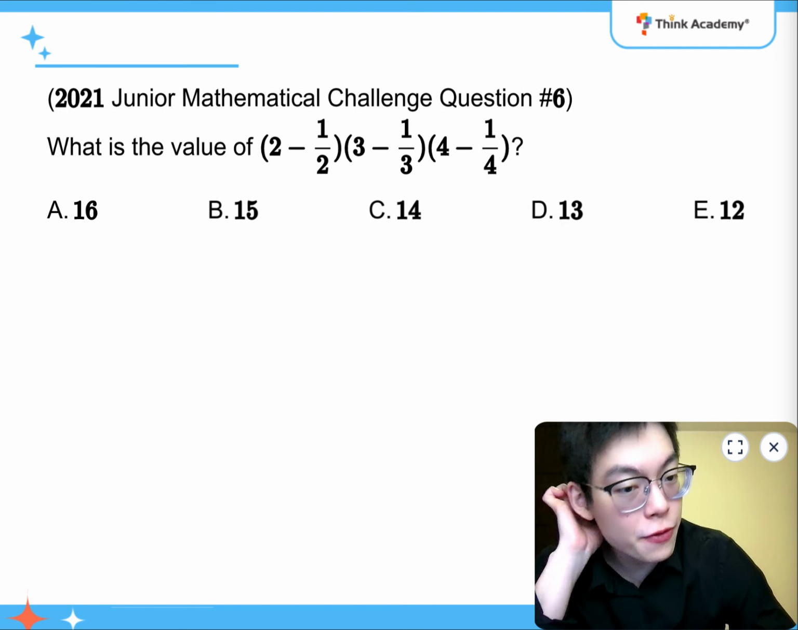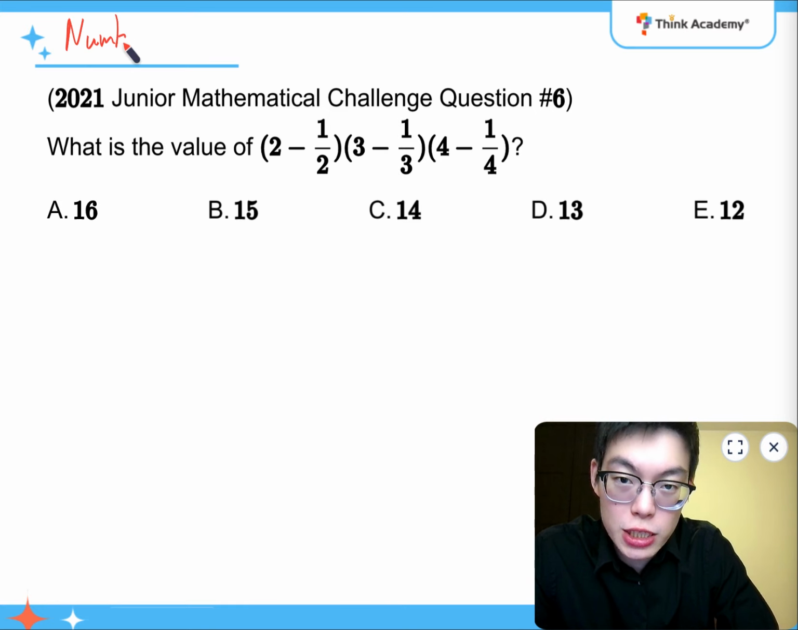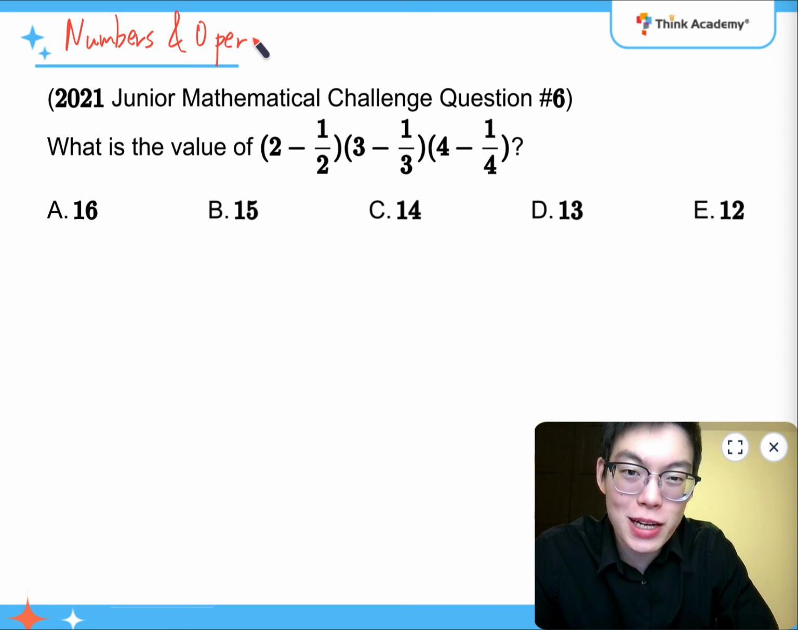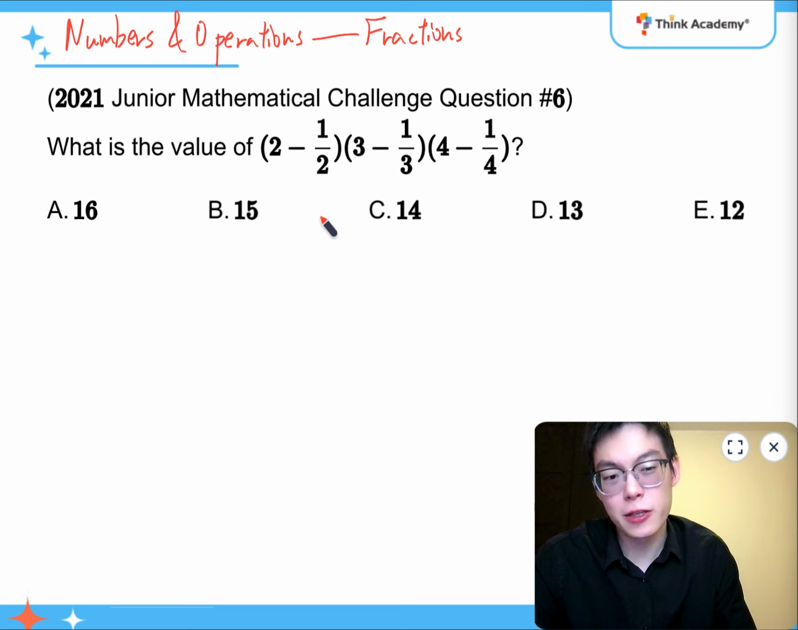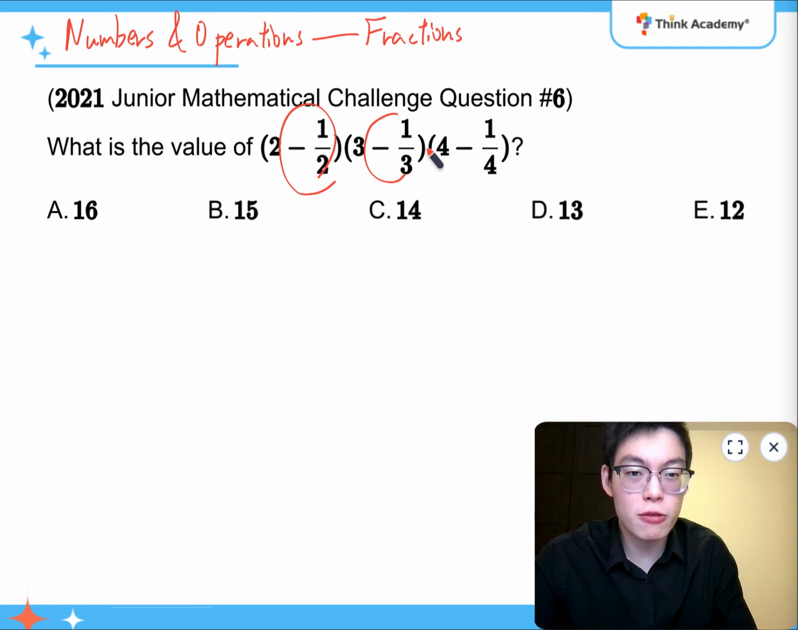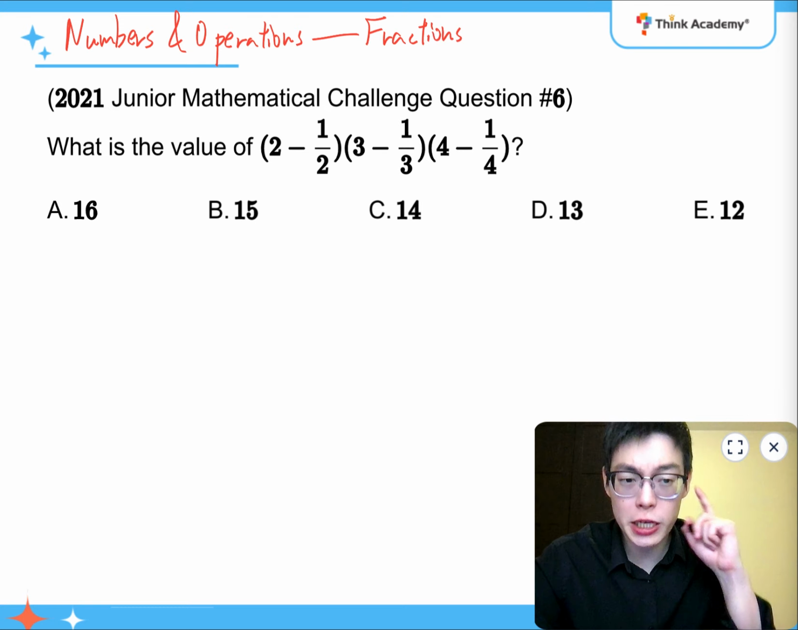And then for question 6, again, it's a numbers and operations question. We got quite a lot of numbers and operations here, and it will be on fractions. So the first step is definitely just trying to write all these calculations of fractions inside the brackets as a single improper fraction.